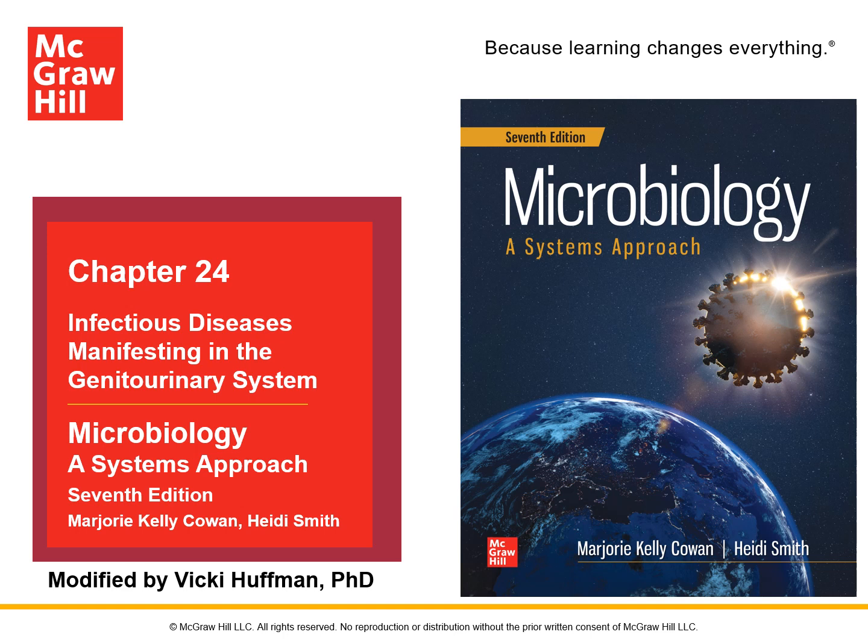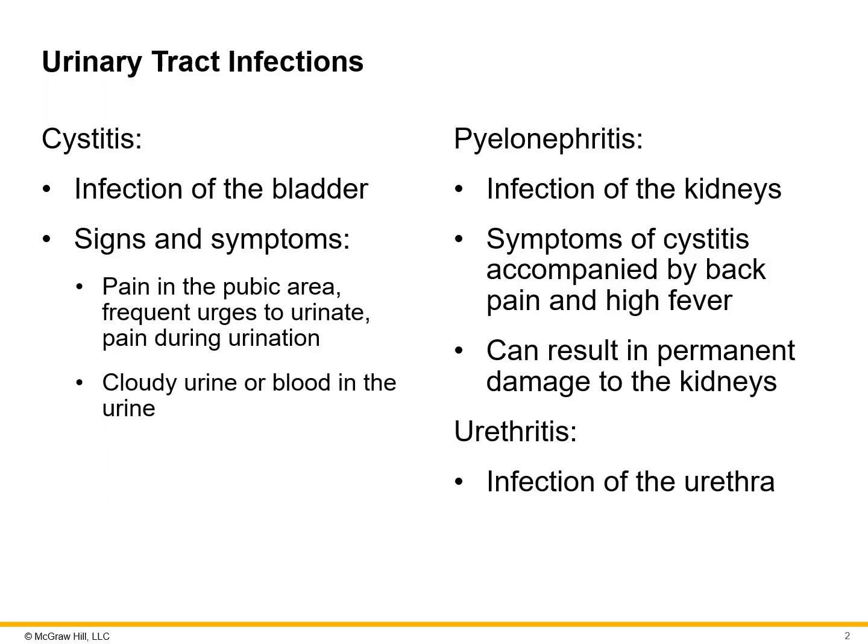Right, looking at the urinary tract infections here in chapter 24, we see that they are mainly divided into cystitis, which is an infection of the bladder, pyelonephritis, which is the infection of the kidneys, and urethritis, which is an infection of the urethra. So, kind of the three main parts of the urinary tract: the bladder infection, kidney infection, or the urethra.